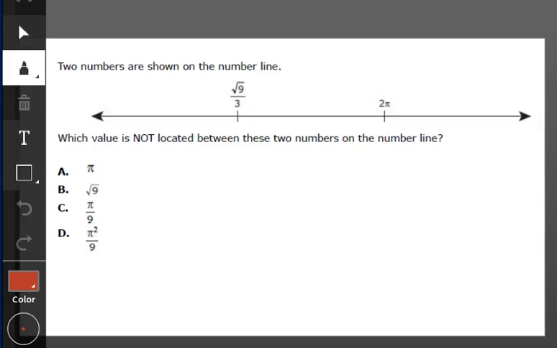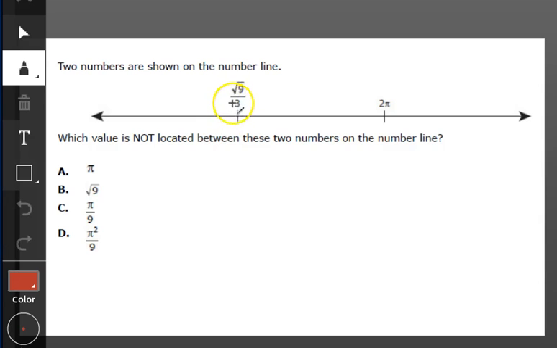Number 7. Two numbers are shown on the number line. Which value is not located between these two numbers on the number line? I find when I'm doing these questions that it's helpful to get what each of those represent, maybe in a decimal format, and then I can place them where they belong.